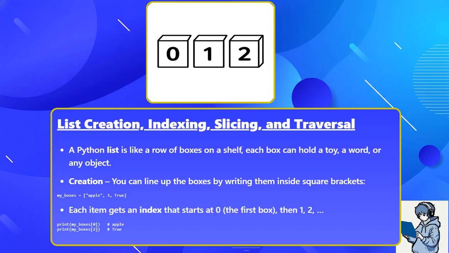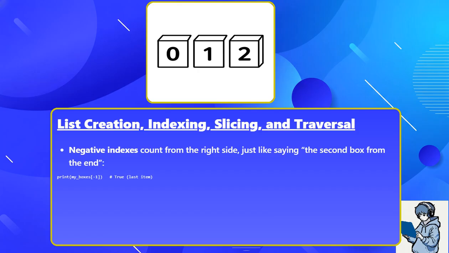Each item gets an index that starts at 0, the first box, then 1, 2, and so on. print(my_boxes[0]) prints apple, print(my_boxes[2]) prints True. Negative indexes count from the right side, just like saying the second box from the end. print(my_boxes[-1]) prints True, the last item.